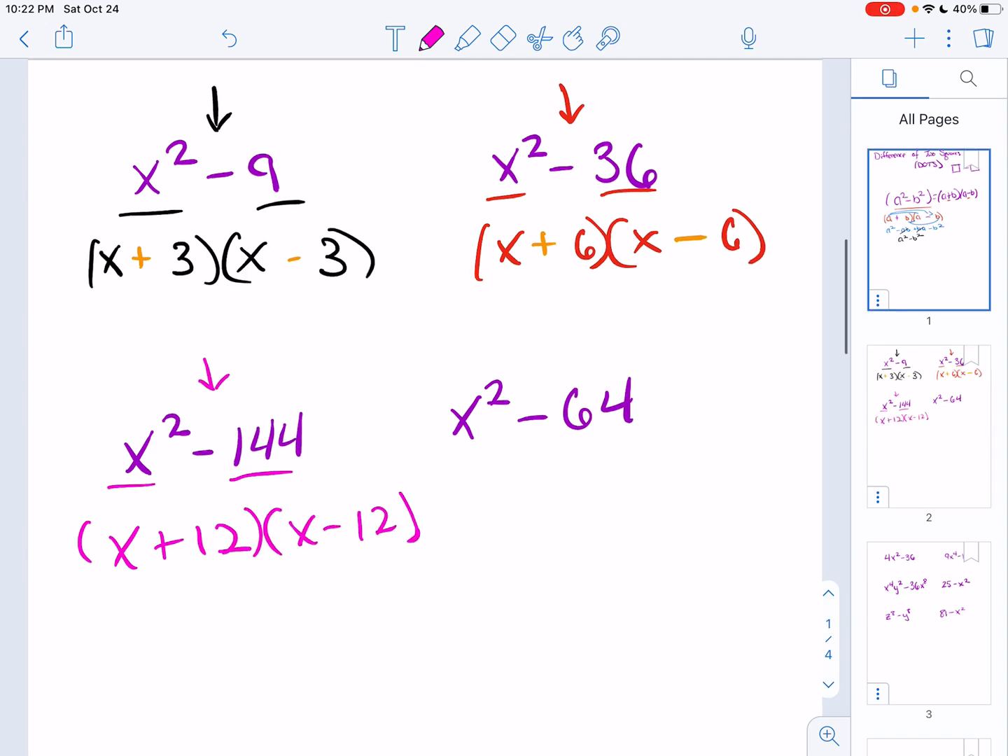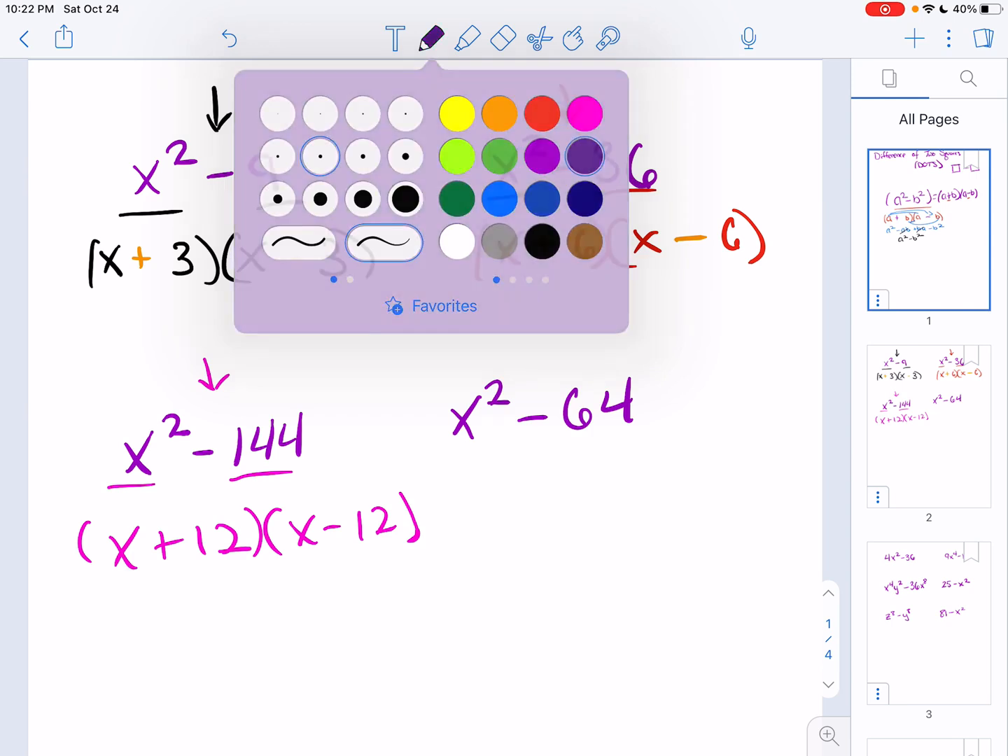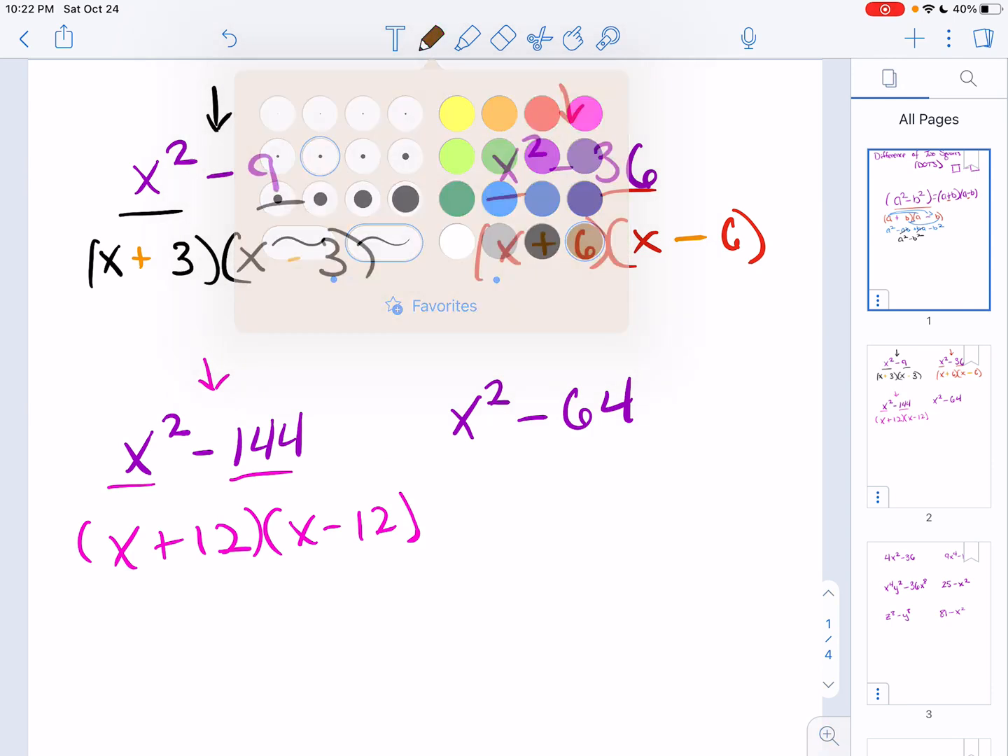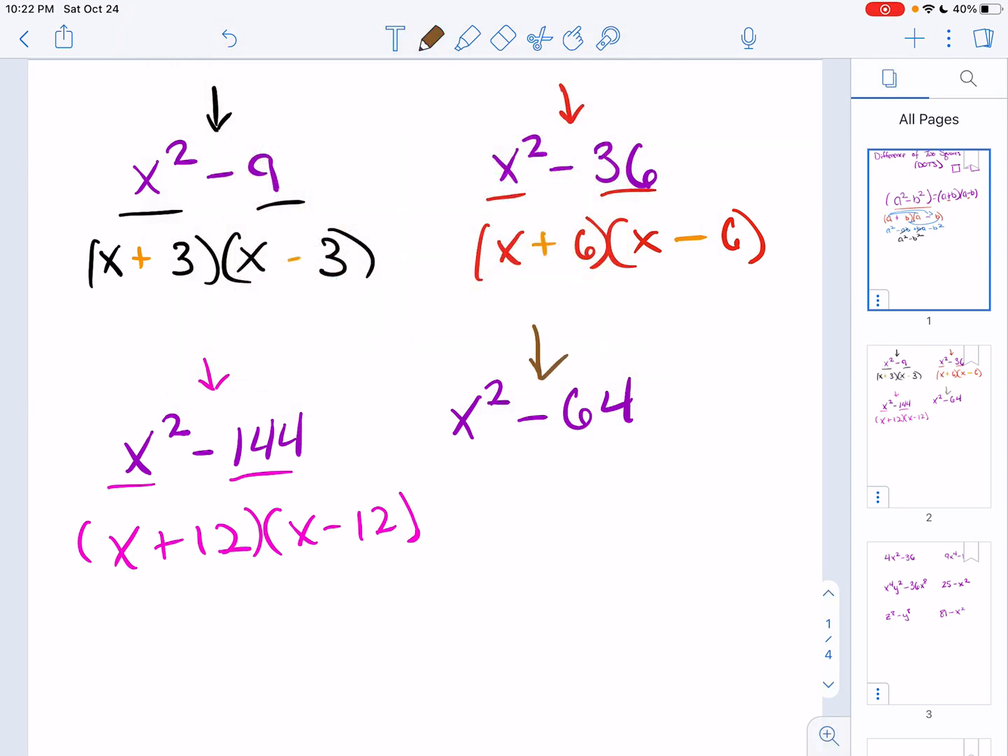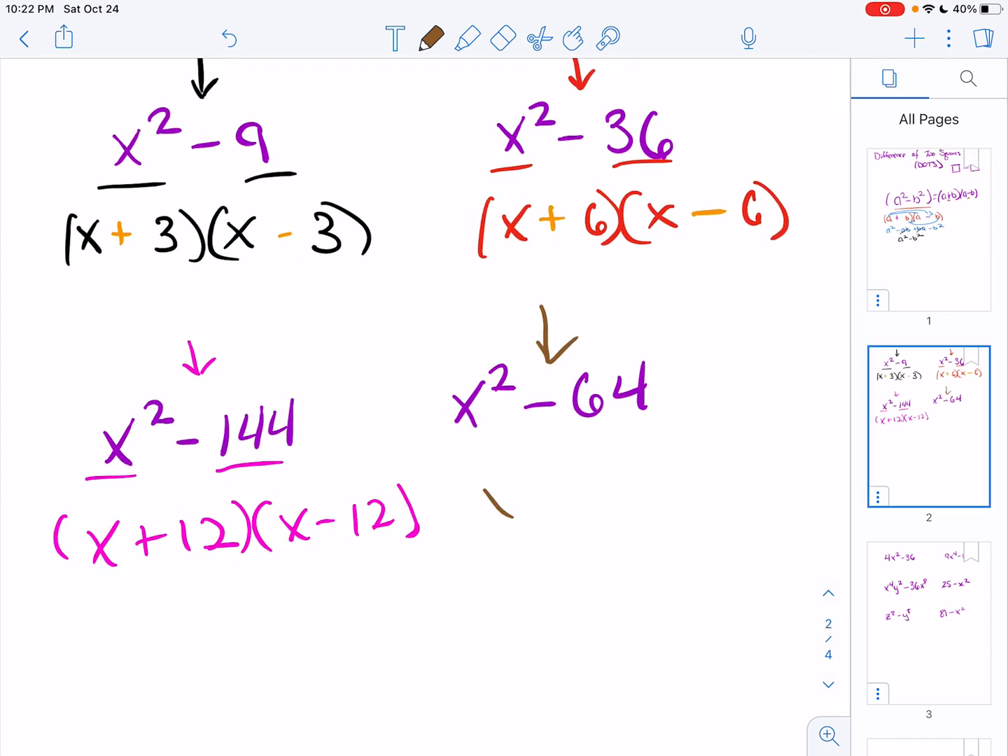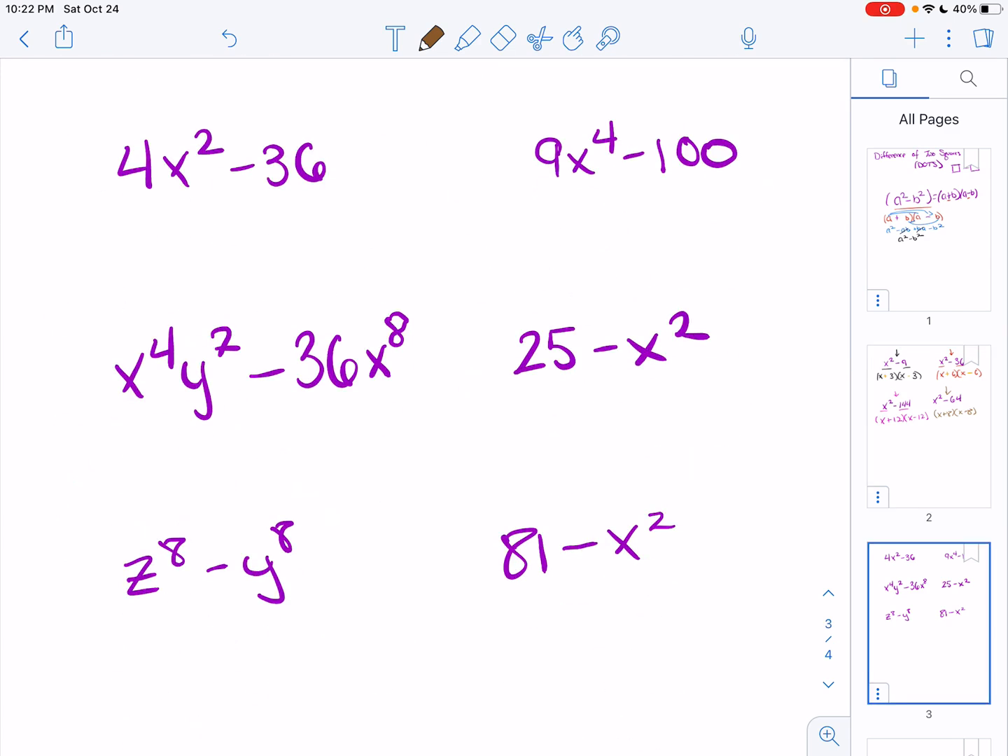And then the next one, x squared minus 64. Do I have a difference? Yes. Do I have two perfect squares? Yes. So it's just x plus 8, x minus 8. This is a very easy factoring method, but it can get a little bit tougher. So take a look at the next couple here.